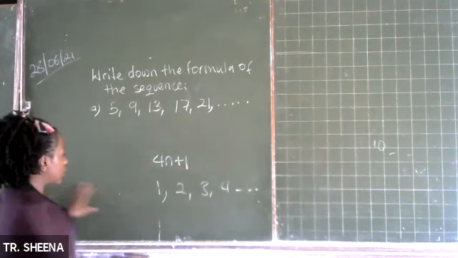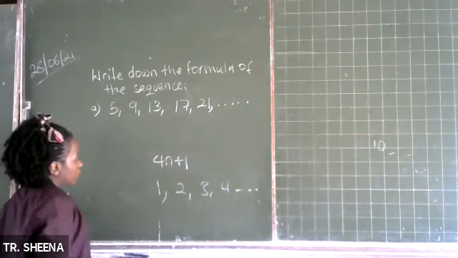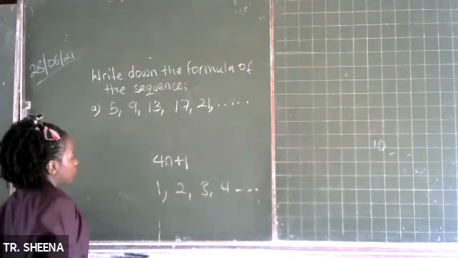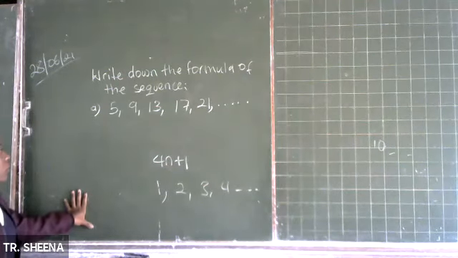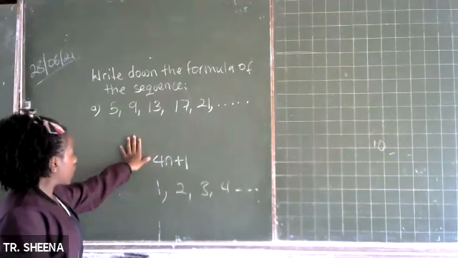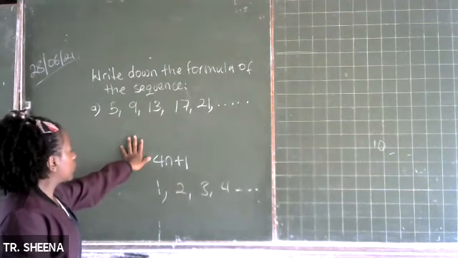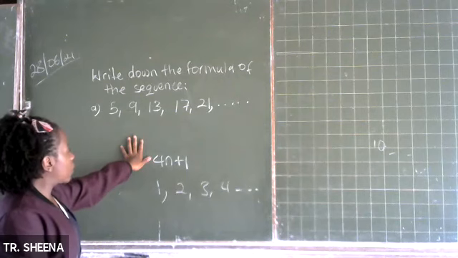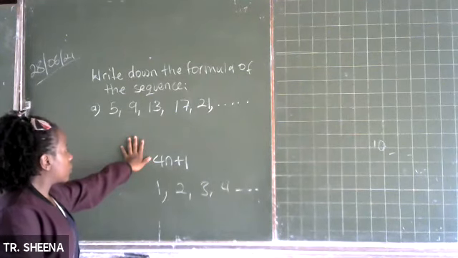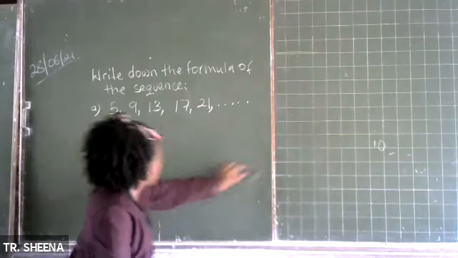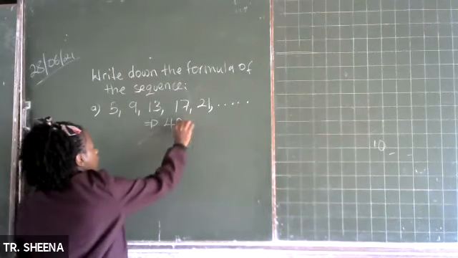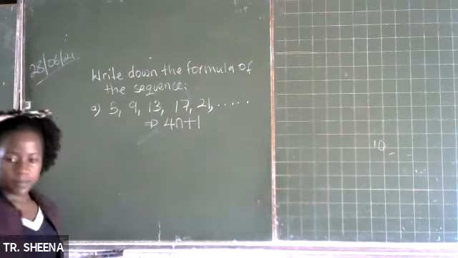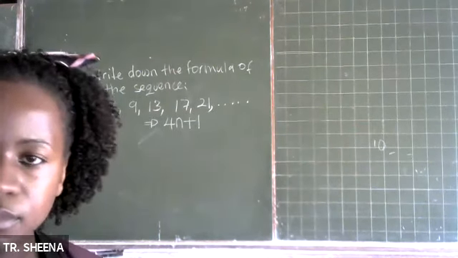So let's check for this. 4 times 1 plus 1 is 5. 4 times 2 plus 1 is 9. Okay, so it works for the first and second term. Then 4 times 3 plus 1 is 13. Does it work for all the terms? Yes. Okay, so for number 1, you can write down: our formula is 4n plus 1.